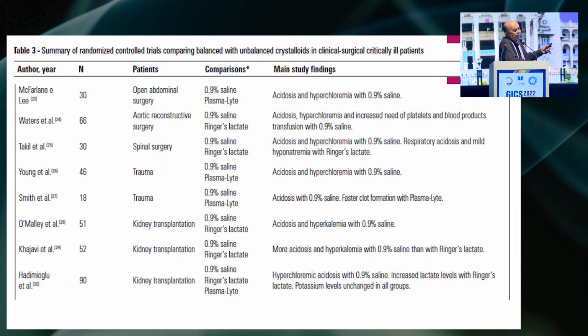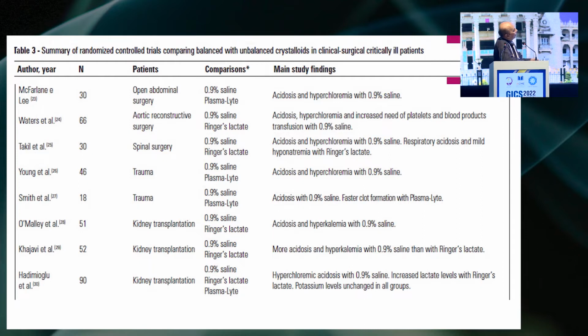So this is the list of the earlier trials. These are smaller trials, I won't go into the details, some 30, 40 patients or sometimes 18 patients, in different scenarios: open abdominal surgery, aortic reconstructive surgery, trauma, kidney transplantation. In all of them the comparisons were between normal saline and Plasmalite or Ringer's lactate. As I told you, the balanced solutions were just clubbed together. All of them showed that normal saline causes acidosis and hyperchloremia, and some of them showed some amount of kidney damage.